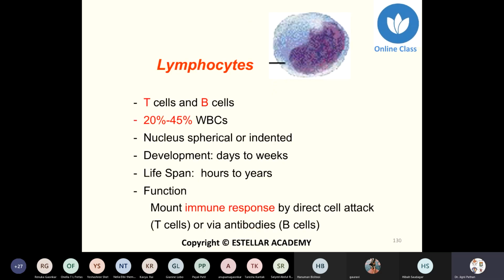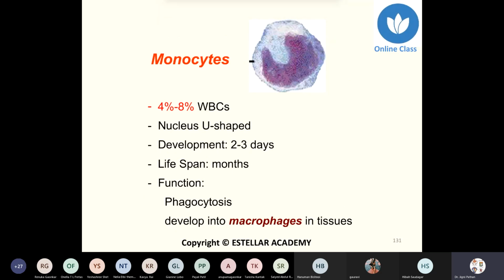Can you all see the lymphocyte slide? Yes, ma'am. Okay, write down about the lymphocytes. I think everything is mentioned: B lymphocytes, T lymphocytes, direct attack, antibodies. This is about the monocytes: phagocytosis, and they develop into macrophages in tissue. All these points have been mentioned.